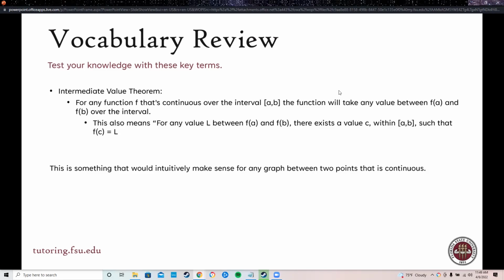As I was trying to say, this is something that would intuitively make sense for any graph between two points that is continuous. If you have a function that's continuous over the closed interval, then the function will take any value between the two y values over the interval.